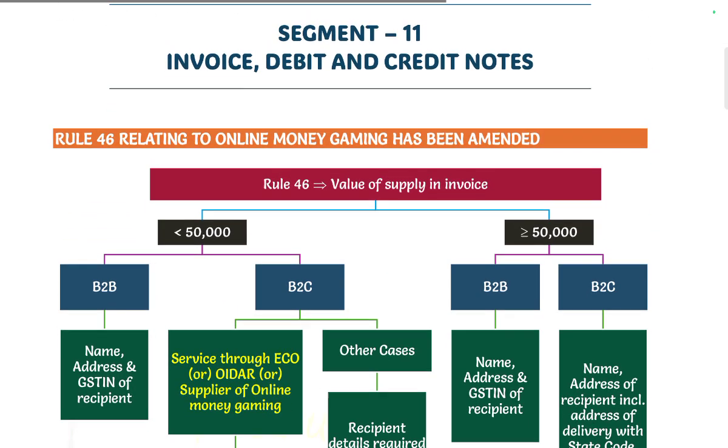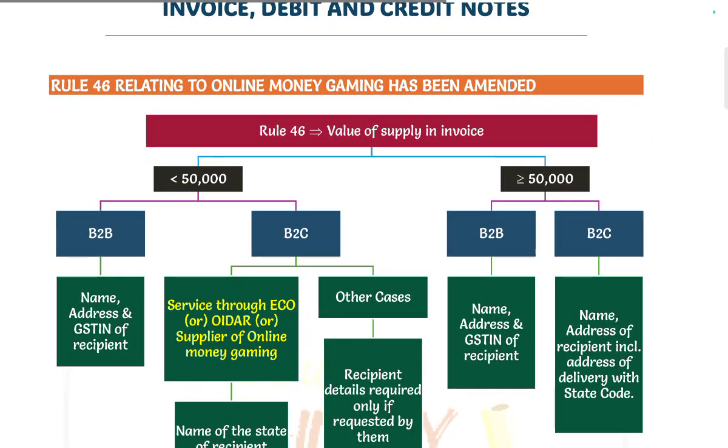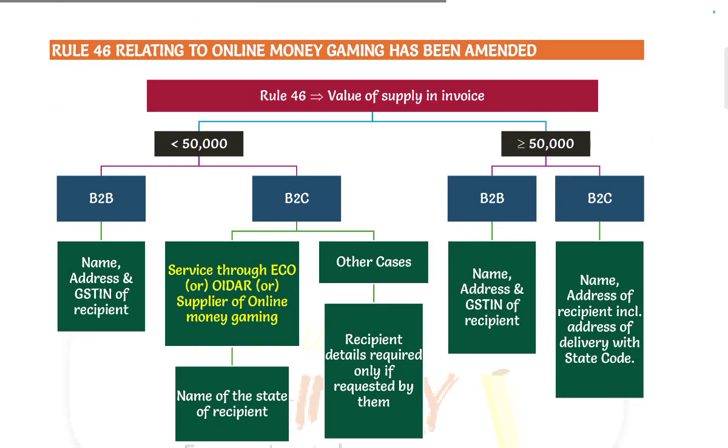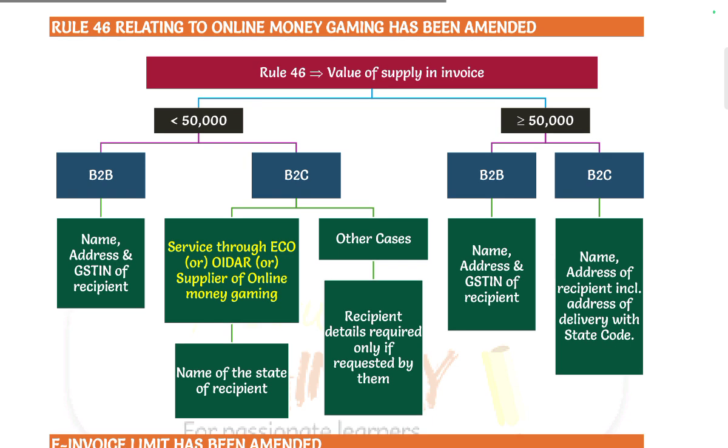Invoice, debit note or credit note. The section relating to online money gaming has been amended. Under Rule 46, for services, the invoice details are as follows. Less than 50,000: for B2B, name, address, GSTIN of the recipient; for B2C, service provider, e-commerce operator or OIDAR, or supply from online gaming, the name of the state of the recipient. In other cases, recipient details are required only where requested by them. Greater than 50,000: for B2B, name, address, GSTIN; for B2C, name, address of the recipient, including the address of delivery with the state code.